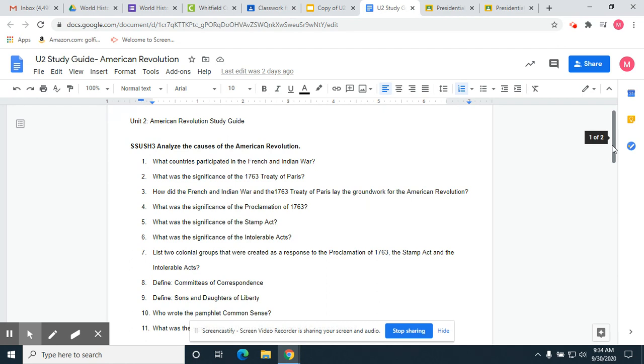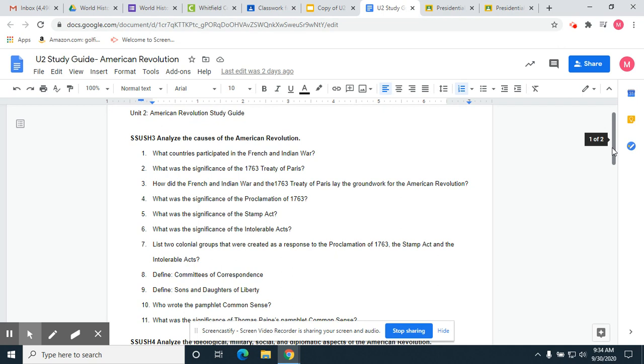Number three, how did the French and Indian War and the 1763 Treaty of Paris lay the groundwork for the American Revolution? Okay, this is what began the anger between the colonists and Great Britain. Okay, so the colonists fought for Great Britain. Okay, and then after the war, they start having to pay taxes. Okay, they can't go west of the proclamation line of 1763. So it's going to lay the groundwork, meaning it's going to start talking about the different things that happens, such as taxes, such as being told what to do, and that's the colonist.